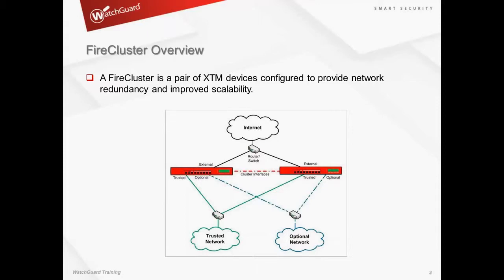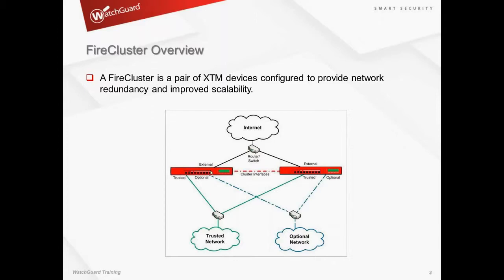So again, as I mentioned, a FireCluster is a pair of XCM devices, either hardware or virtual, either Hyper-V or VMware devices, configured to provide network redundancy and improved scalability. As we look at this sample topology, we have the internet. Now, in this device, let's say you're in a hospital or something where you need to really have that maximized uptime, or for instance, a bank where downtime might represent tens of thousands of dollars an hour of lost revenue. So in this case, we have two firewalls.